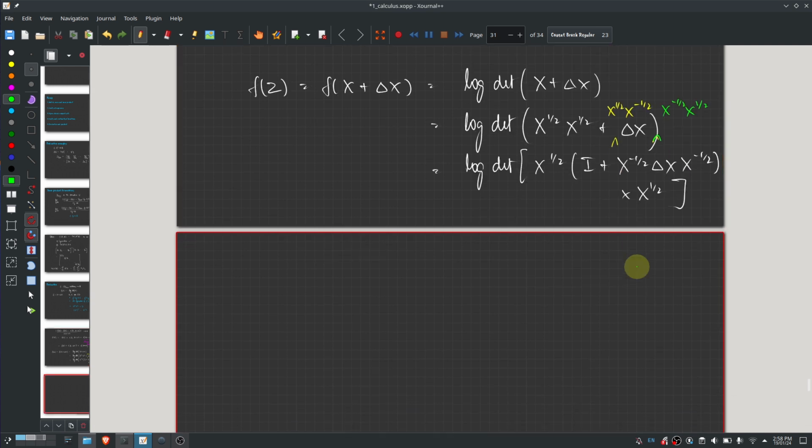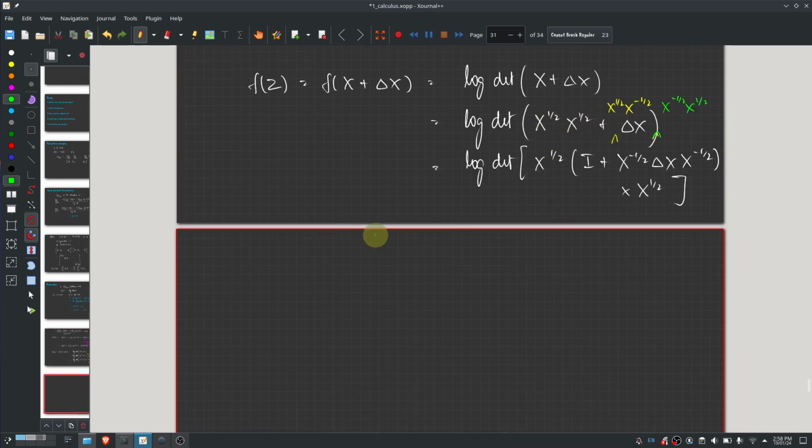All right. So let's do it step by step. So I have this, right? I have log determinant. To make things convenient, let's look at X plus delta X. I can write this as X power half times X power half, plus X power half times X power minus half delta X, X power minus half times X power half.